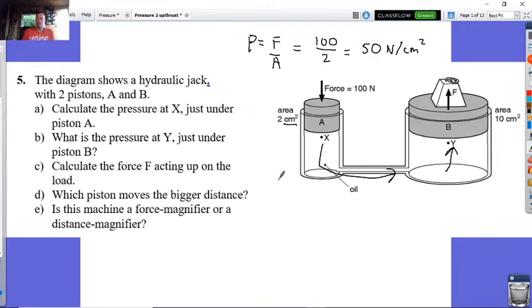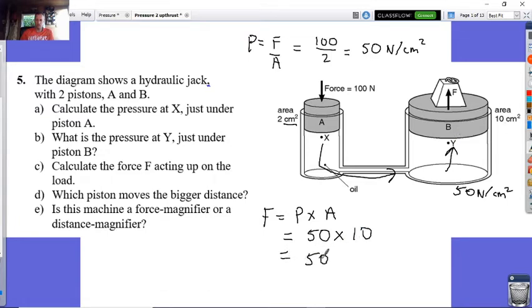And then it says, what's the pressure going to be in Y? Well, the pressure in Y is going to be exactly the same because it's the same liquid connecting the two chambers together. So it'll be 50 newtons per centimeter squared. It then asks for the force acting on the load, which is going to be here. You rearrange the equation: force equals pressure multiplied by area. Therefore, you take your pressure, 50 newtons per centimeter squared, and as long as you keep the area in centimeters squared, you're going to be fine. And bingo, the answer pops out as 500 newtons.